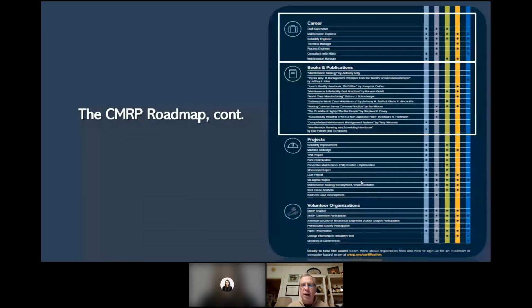And then the Gateway to World-Class Manufacturing by Richard Schonberger, Gateway to World-Class Maintenance by Anthony Smith. And I tell you what, he's a great guy. Making Common Sense Common Practice, Ron Moore, another great one. Stephen Covey, The 7 Habits of Highly Effective People. Successfully Installing TPM in a Non-Japanese Plant by Edward Hartmann. CMMS by Terry Wireman, great book. Planning and Scheduling, okay, the first 3 chapters. The reason they're saying this, these are books you're probably going to want to buy to take the CMRP and study.